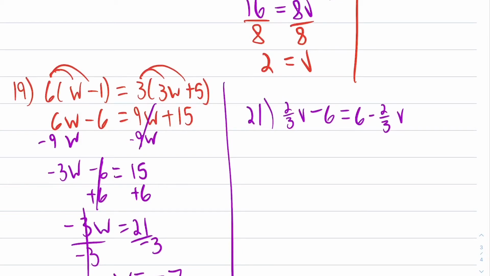Let's get these v's on the same side. Since in the end we want v to be positive, I'm going to add the -1 to the left, so that way I don't have to deal with any negatives at the end, like we did on number 19. So we're going to add 2/3 v. Since they have the same denominator, you just add the tops. 2 plus 2 makes 4/3 v minus 6 equals 6.